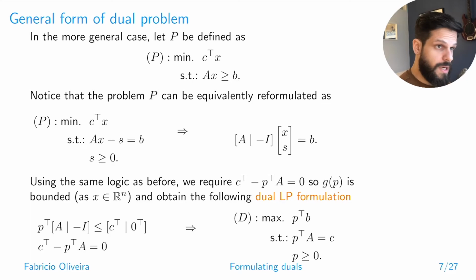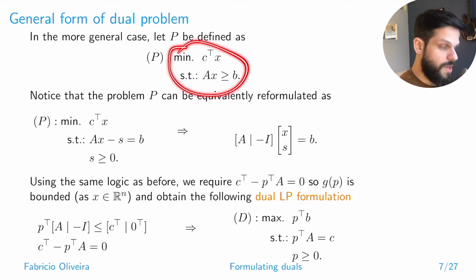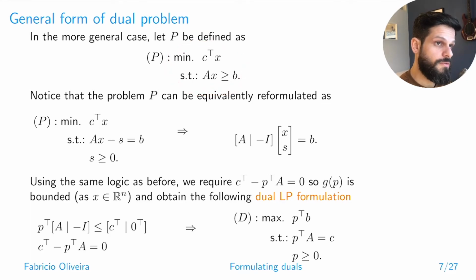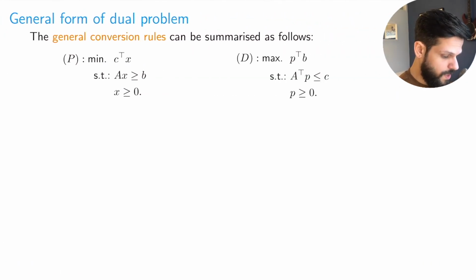So regardless of the formulation of the primal, you can find an LP formulation for your dual, but it might change depending on the original structure of your primal. And you can always work out what the formulation is by following a similar argument. But to make life easier, at least, what I'm giving you are these general rules for converting primal problems into dual problems.